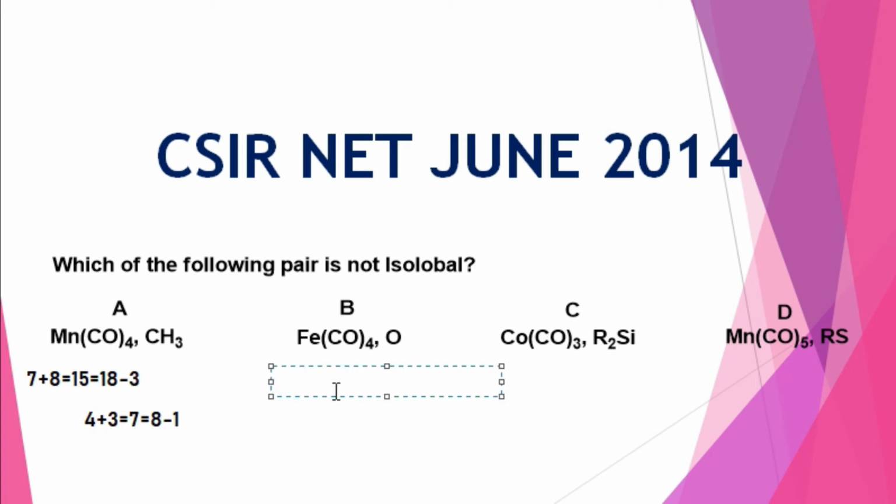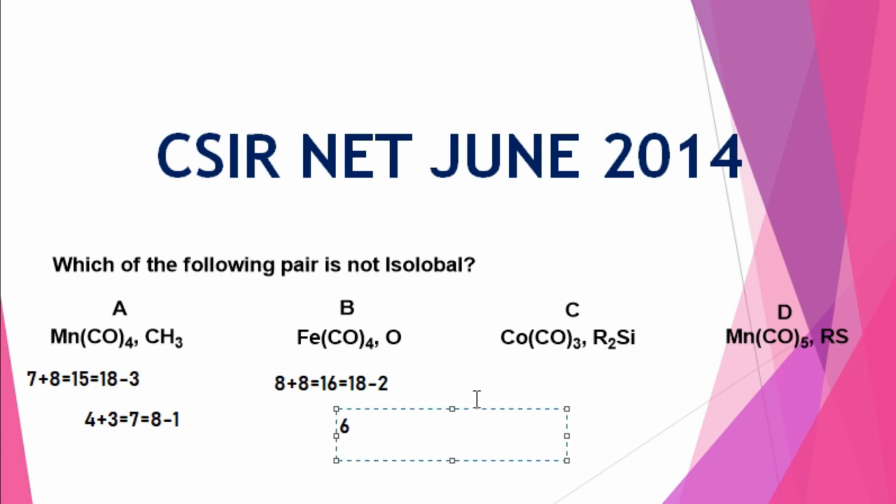So let's move on to this example where Fe(CO)4. For iron there is 8, then for 4 CO, 2 from each carbonyl, so 8, so you get 16. So 16 means 18 minus 2, so it needs 2 electrons to fulfill its valence shell. Now for oxygen, you know that oxygen has 6 electrons in its valence shell, which can be written as 8 minus 2. So Fe(CO)4 and O, the atomic oxygen, are isolobal to each other because both need 2 electrons to fulfill the valence shell.